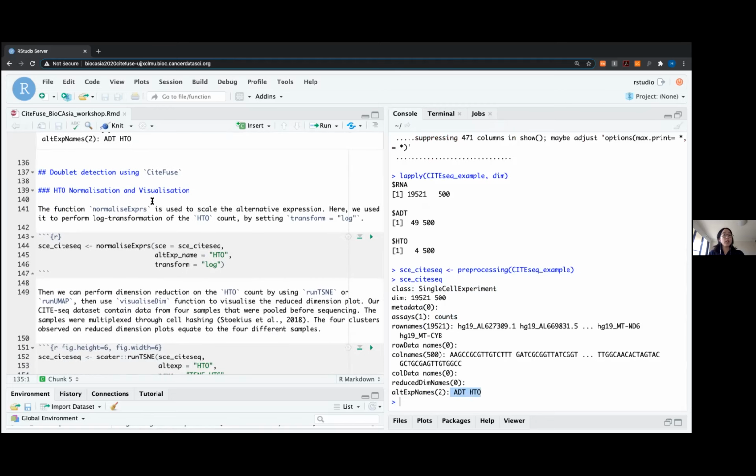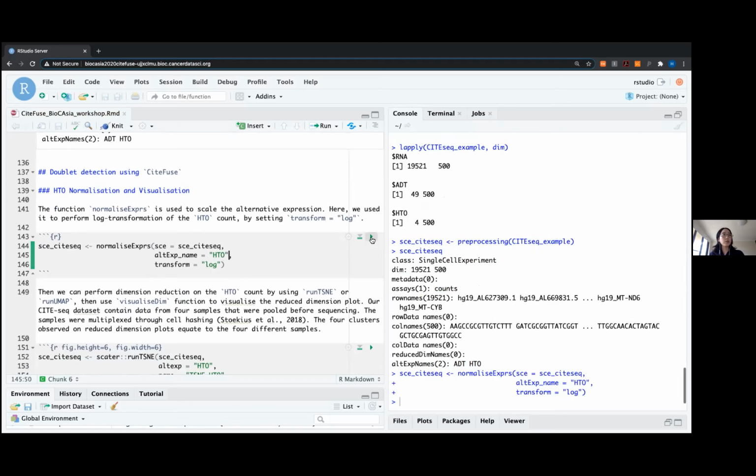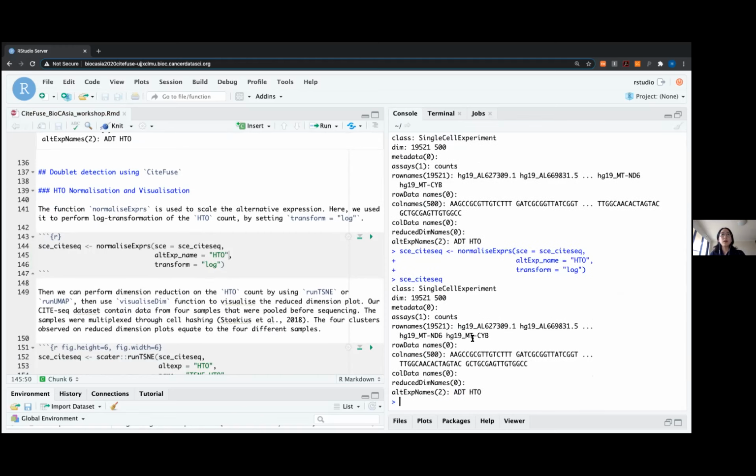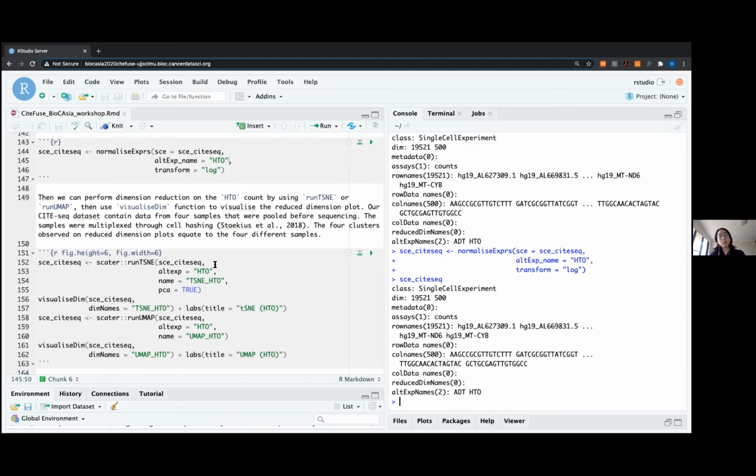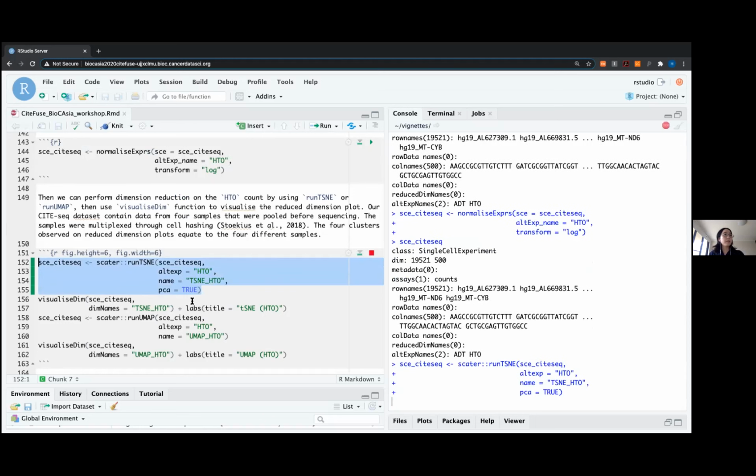So the first stage is doublet detection. So we use this log ratio transformation to transform the HTO expression. And we do this and feed the log counts into this single cell experiment object. And the first thing we would do as a quality control after running a CITE-seq data is to see how the cells cluster on the basis of HTO expression. So we can run t-SNE based on the HTO expression, and scale using PCA.